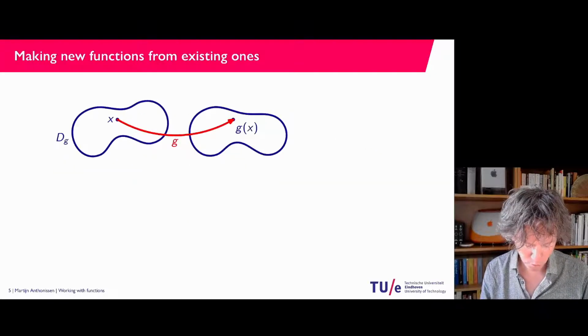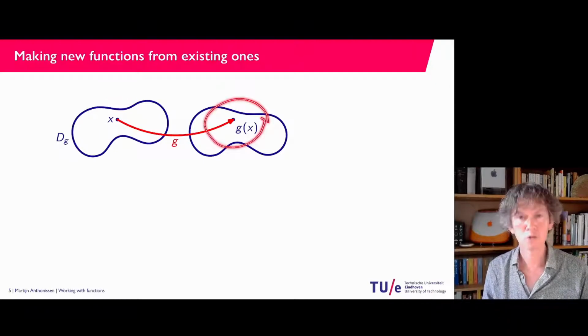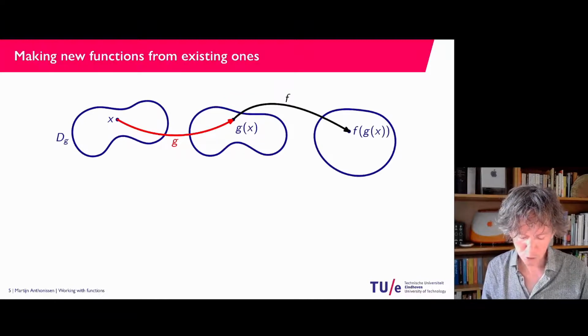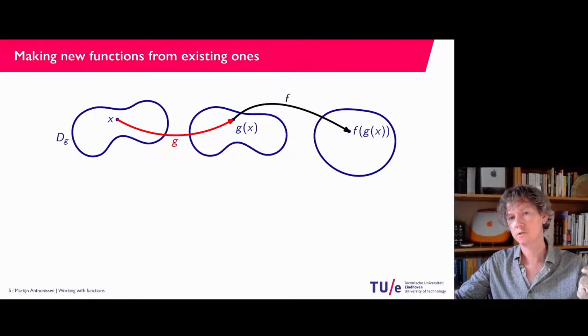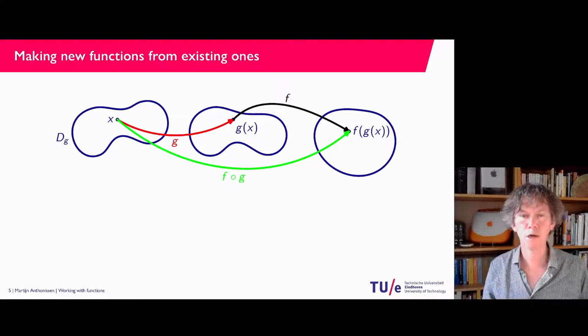So a bit more general. You could have a function g with the domain D subscript g. We can apply that to x. And then if this g of x here is in the domain of another function f, we can also apply f to it. So we can make one more step here, the black arrow, from g of x to f of g of x. This is called function composition, and we can also do that immediately, and that's the green arrow here.